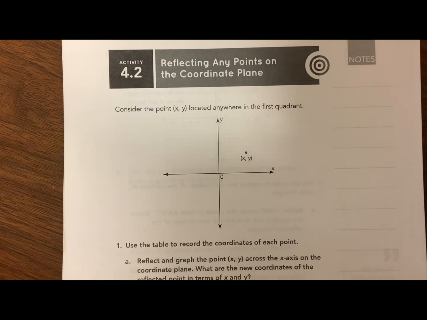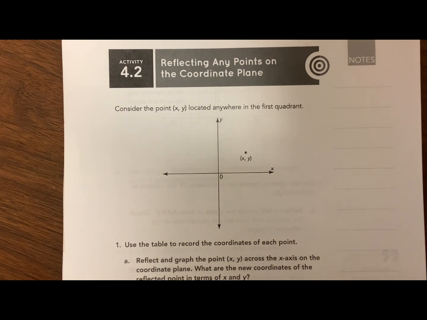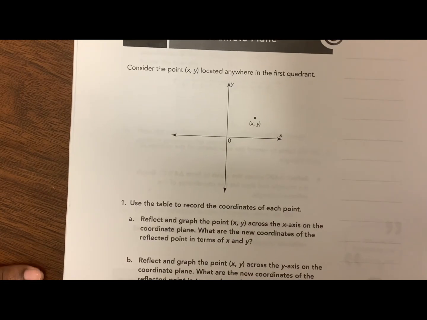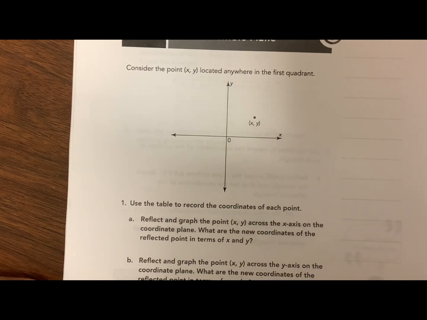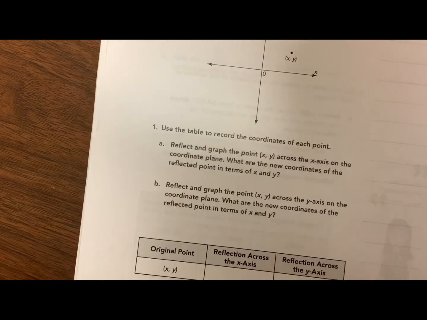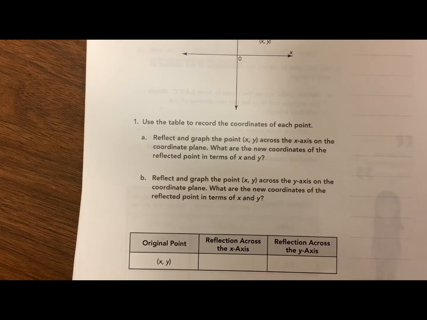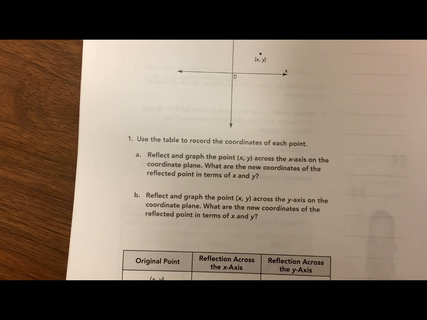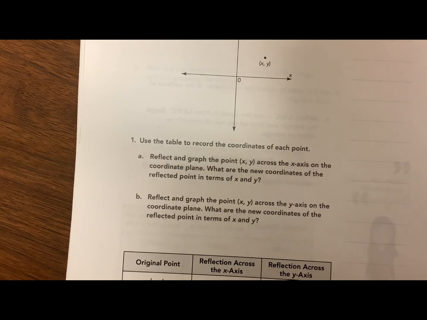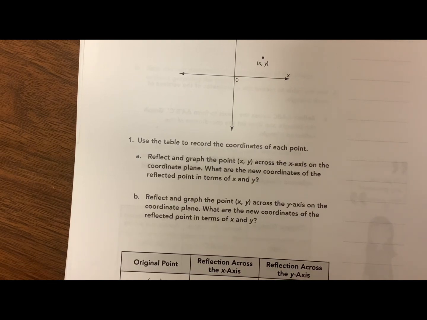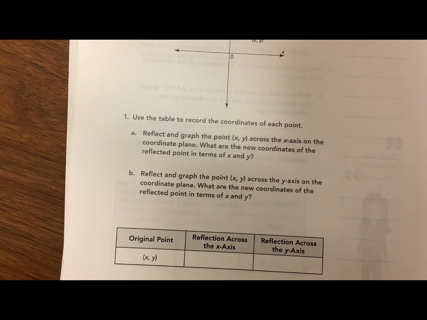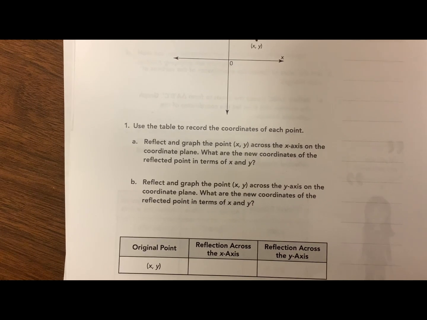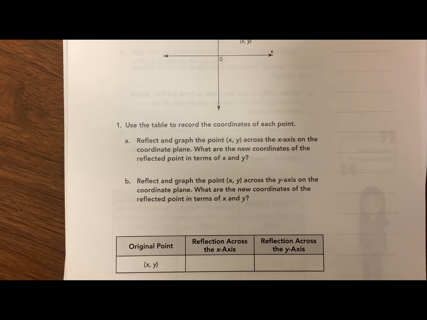We're still in Module 1, Topic 1, Lesson 4, Activity 4.2, reflecting any points on the coordinate plane. It says to consider the points x, y located anywhere in the first quadrant. Basically, we're going to skip all of this talk right here, and I want you to go ahead and reflect the x, y coordinates across the x-axis first, and then the y-axis. And I want you to write, how do you think that looks? Take about a minute to do this, pause the video, and then come back.